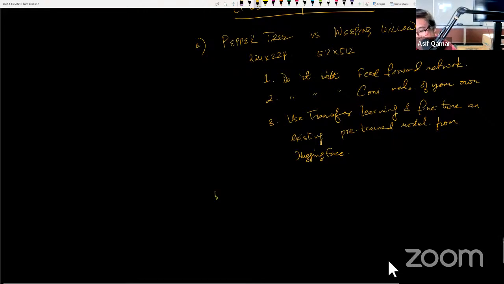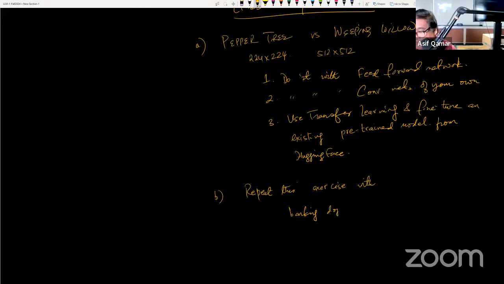Second homework is repeat this exercise with barking dogs versus chirping birds. Is it a bird chirping or is it a dog barking? Do this, guys. Trust me, you will learn a lot.